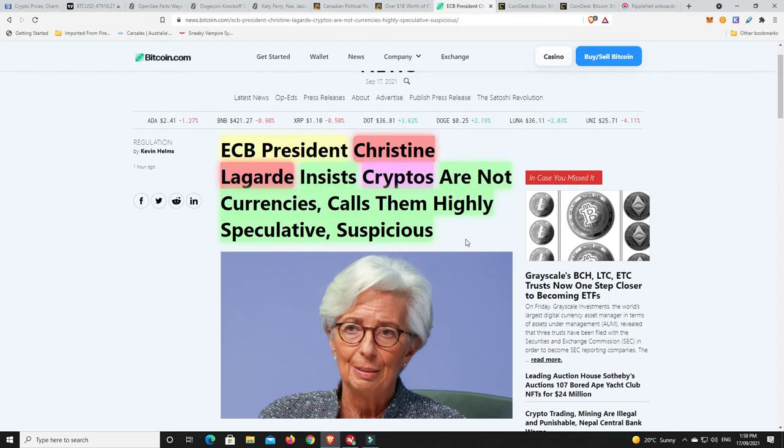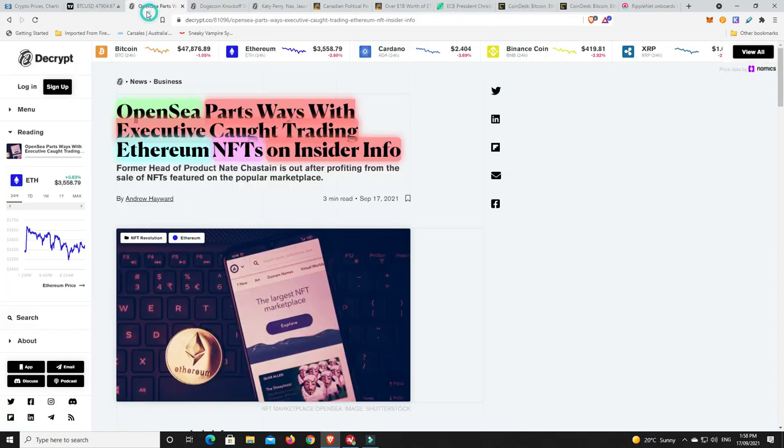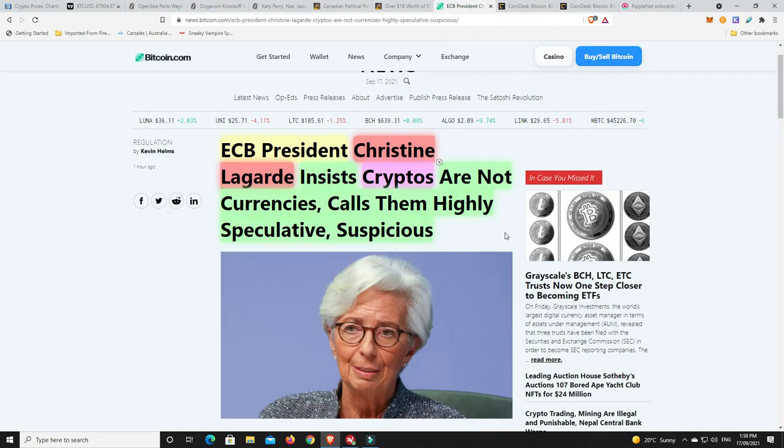Now, I agree with some of what she's saying. Cryptos are not currencies. No, not in the old traditional term. They're not. She calls them highly speculative. Absolutely. A lot of them are. I mean, they're all speculative at the moment. We don't have regulation. So how can we know what their true value is worth? And suspicious? Well, this kind of stuff is fairly suspicious. So again, she is right in a sense.